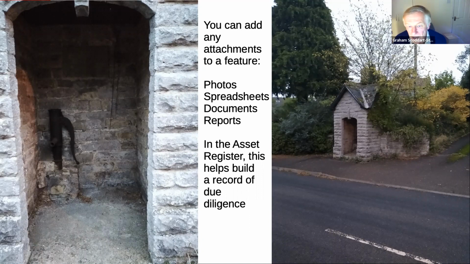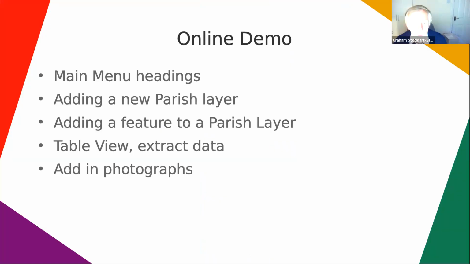But you can add to any feature anywhere in Parish Online, either your own parish layers or in the asset register, any document that helps you keep track of information. So you can do inspection reports, maintenance reports, you can throw in spreadsheets and photos, just so that people get a much better idea. So the pump house has suddenly come to life because we've put in a couple of photographs of it. So that was the asset register, a run through on the presentation.